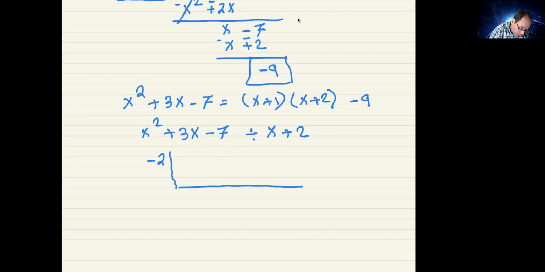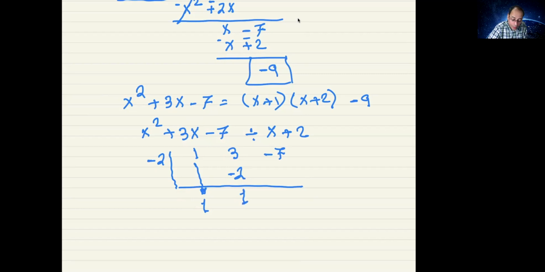All right, so I have the coefficient of x squared is 1, the 3x coefficient 3, and -7. We start, the first thing is to get this one down here. I get 1, multiply 1 by -2, and I get the answer here. So the answer is -2. Then I add 3 and -2 and get the answer here. So I get here 1.